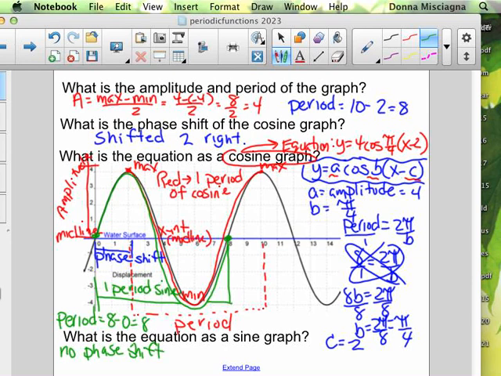The equation of this graph is y equals 4 sine pi fourths x. And that is the only thing that's ever going to be different between if we're writing an equation for a graph in terms of sine versus cosine. One of them is going to have a phase shift, and the other one might not have a phase shift. So the only thing that differs is the phase shift, because they start at a different spot. So that's it. That's everything for our graph here.